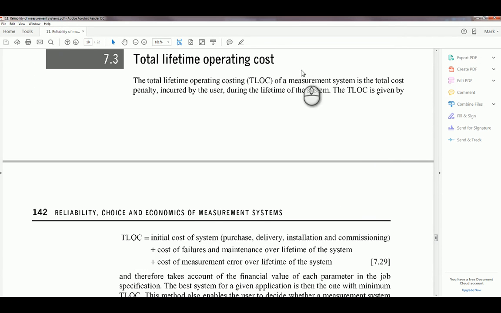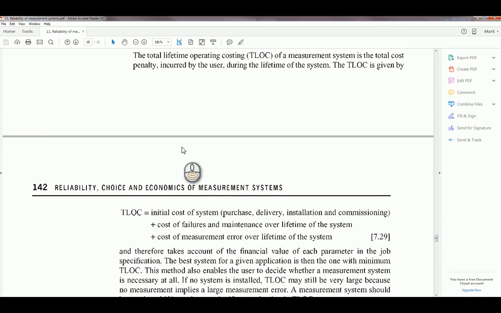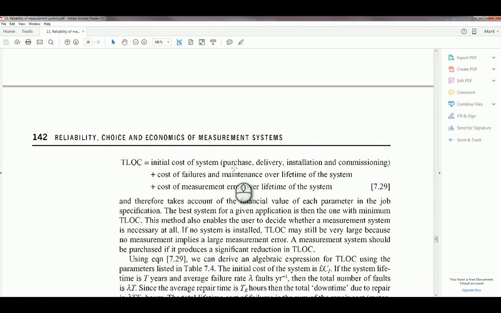So the total lifetime operating costs of a measurement system is the total cost penalty incurred by the user during the complete life cycle or lifetime of a system. So it's given by the initial cost of the system, which includes purchase, delivery, any install and commissioning costs, plus the cost of failure and maintenance over the lifetime. The lifetime is usually in years, could be 5, 10, 15 years for instance, plus the cost of measurement error over the lifetime of the system.